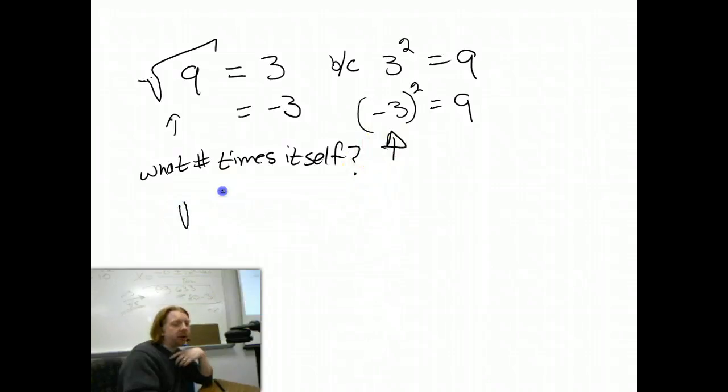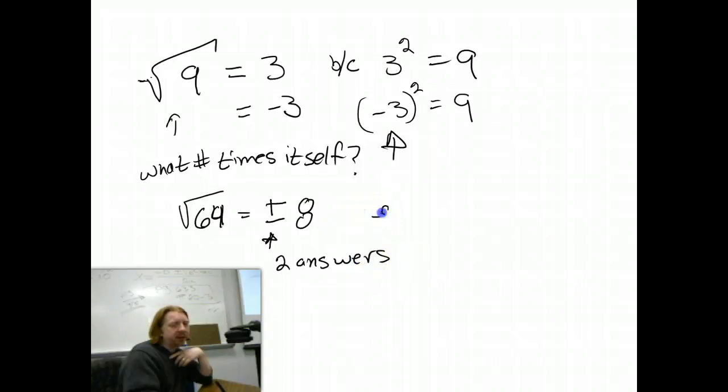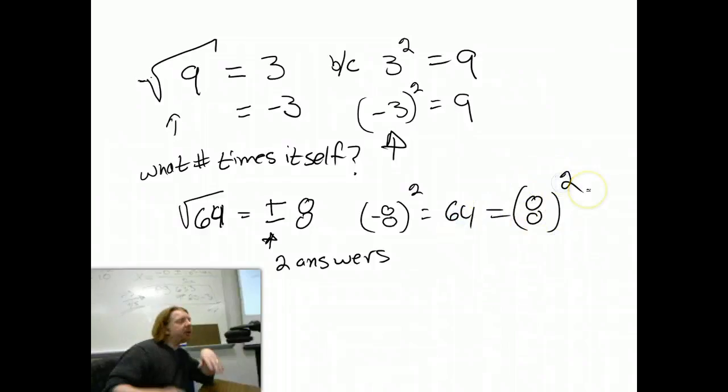I can also talk about the square root of, let's take 64. 8. That's a positive 8 and -8. Now notice 2 answers, because -8 squared is 64, as is a positive 8 squared. Remember when we started talking about quadratics, we said there's going to be 2 answers to every problem? This is where that comes in.